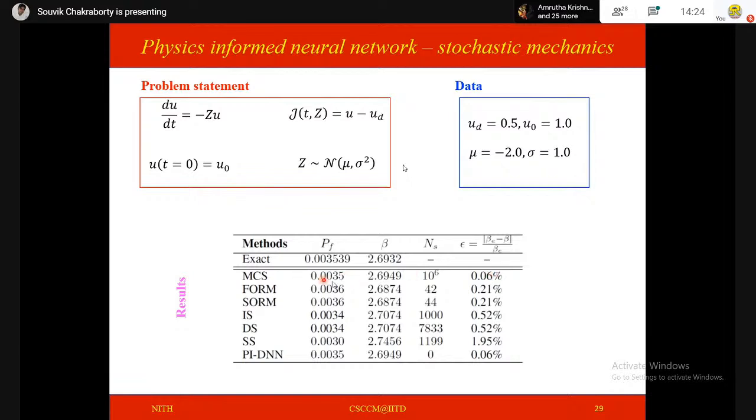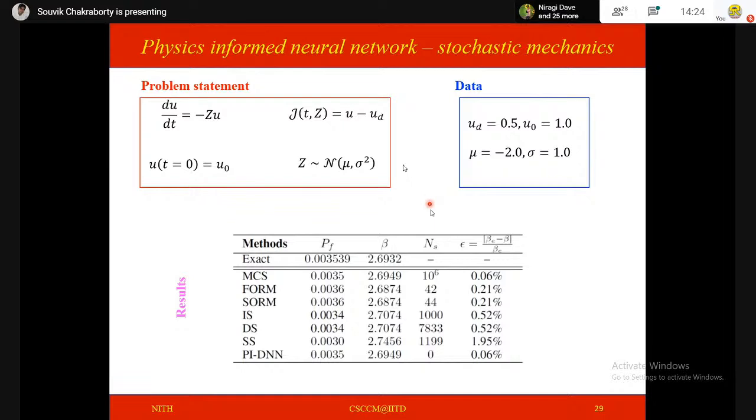So, if MCS is our benchmark, the probability of failure is what? 0.0035. This is your probability of failure. The number of samples or number of FE runs, this is the one. So, you should have a look at this column and at this column. This column is a function of this one, and then this is giving you the error. And so you should also have a look at the error column. And now you can see that physics informed deep learning is giving you the minimum error with no function evaluation.